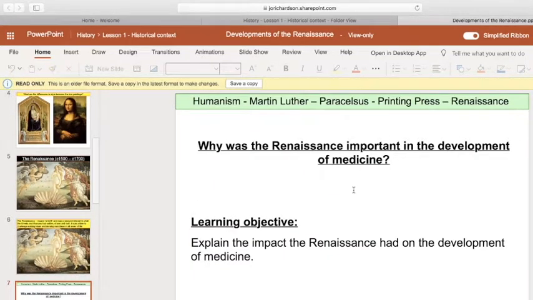So our question today, I'll say it again, is: why was the Renaissance important in the development of medicine? We're trying to explain the impact the Renaissance had. So, the things that happened in the Renaissance and the impact they made on the development of medicine. What things happened in the Renaissance period that would have impacted the progress of medicine?